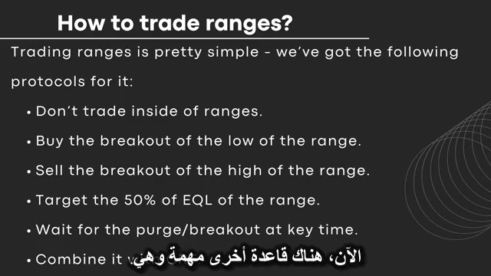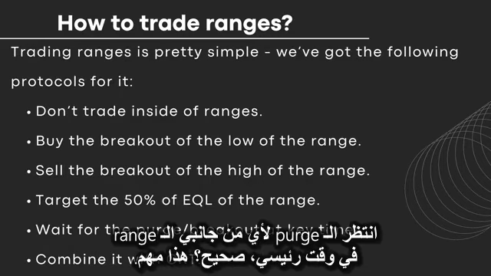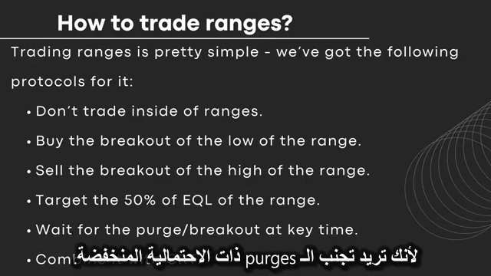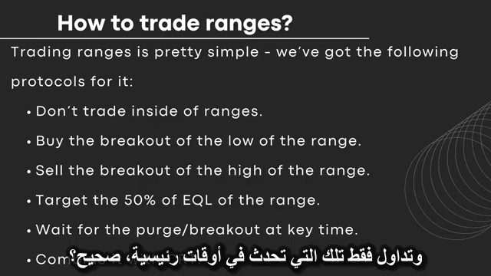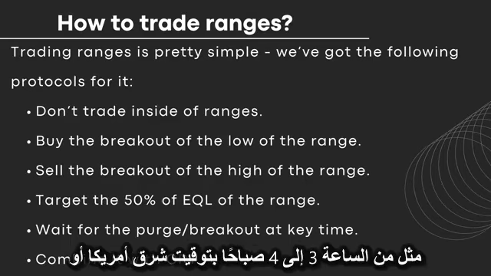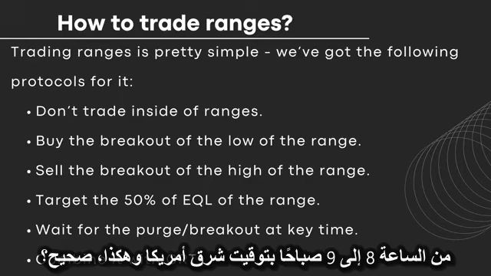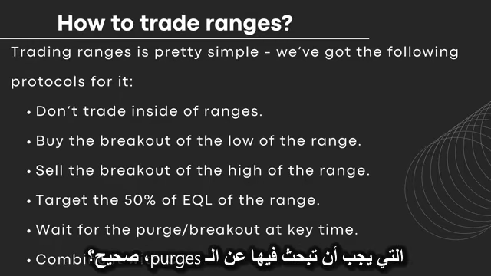Now, another important rule is to wait for the purge of either side of the range at a key time. This is important because you want to avoid lower probability purges and only trade those that occur at key times, such as from 3 to 4 a.m. Eastern time, or from 8 to 9 a.m. Eastern time, and so on. These are the key times which you must look for the purges.